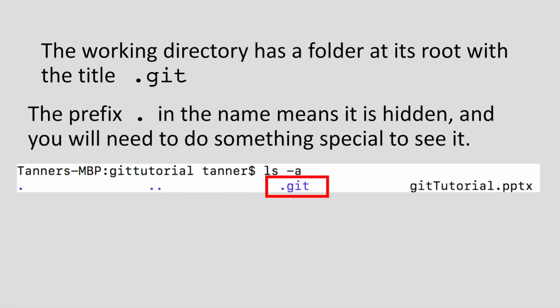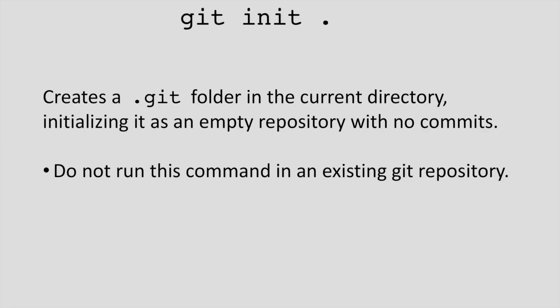This image shows the .git folder. The command git init creates a .git folder in the current directory, initializing it as an empty repository with no commits. Do not run this command in an existing Git repository.